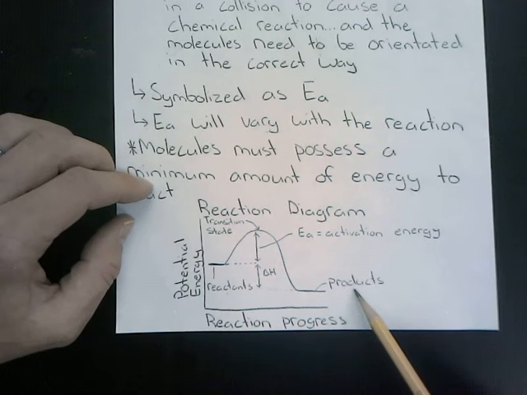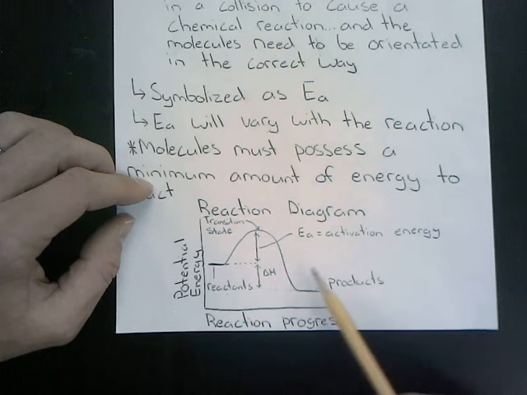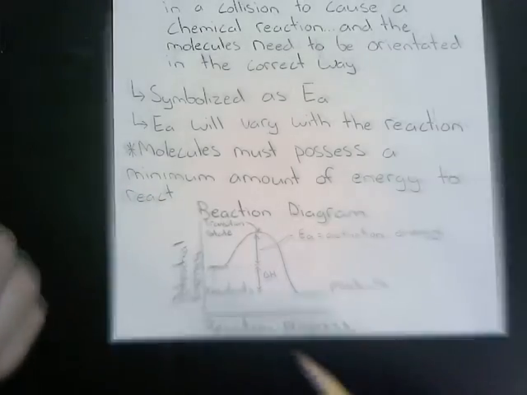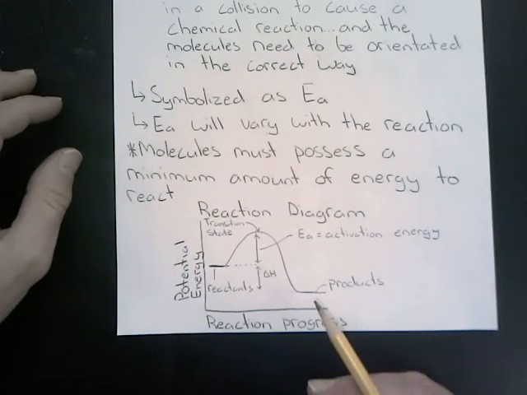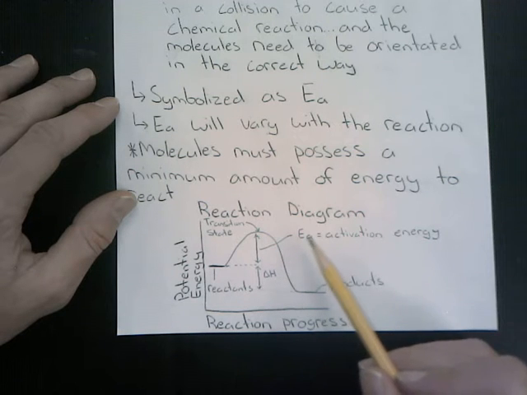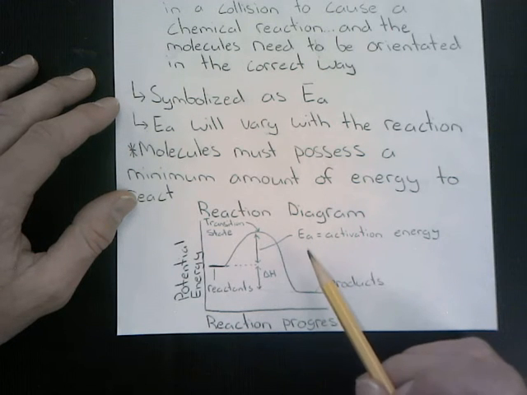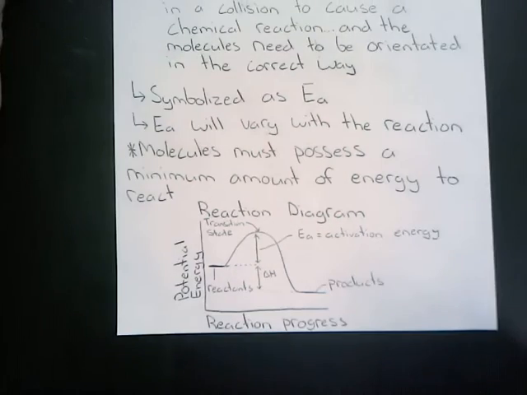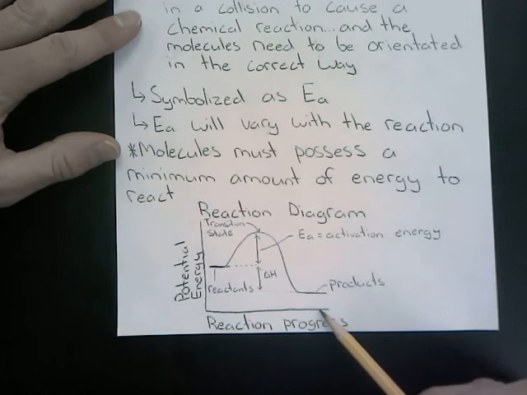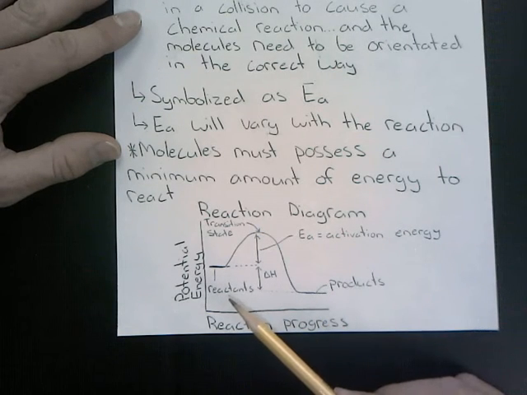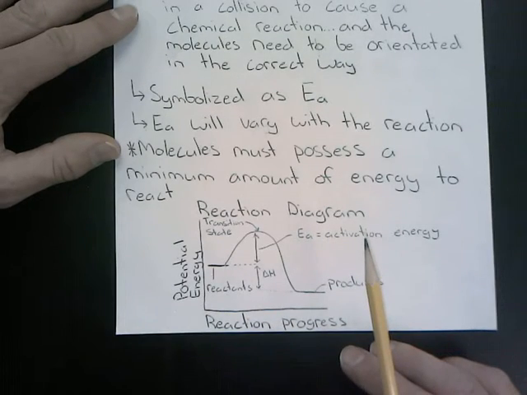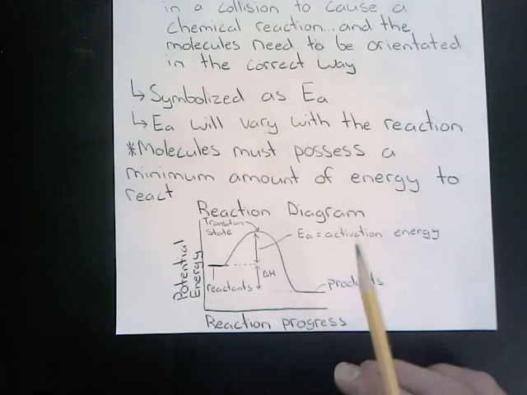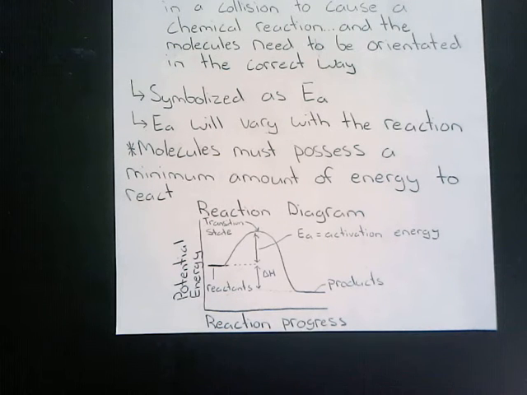Now, if the products are lower than the reactants by the end of the reaction, the reaction is exothermic, meaning it gives off heat. If the products were way up here, where that activation energy is, the reaction would take in heat, and it would be endothermic. So where the products are in comparison to the reactants determines whether the reaction is endothermic or exothermic. There's a lot of information contained in this particular diagram.